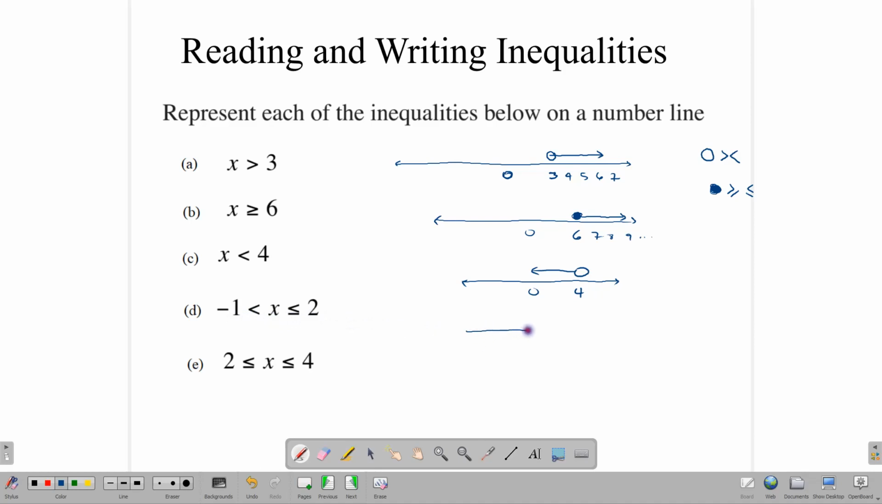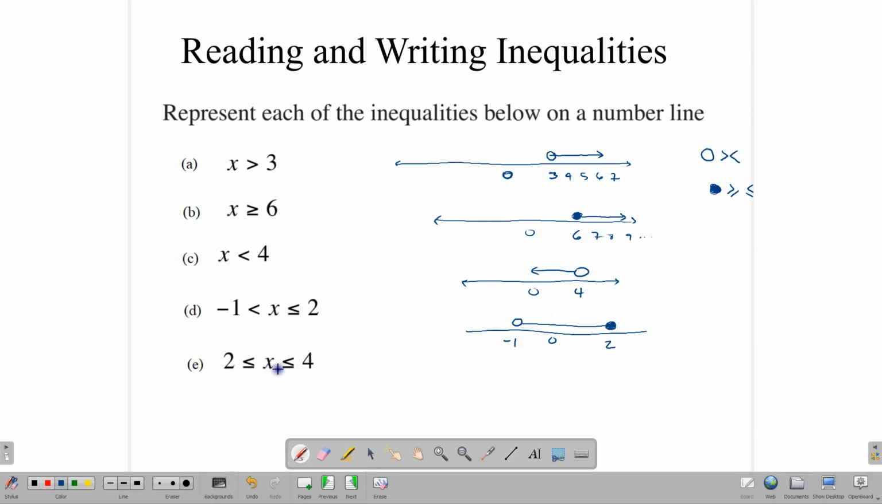So when you draw your number line, we have a -1 over here, we have a 2 over here, and we're going to need 2 dots. On this side, it's greater than -1, so we use an open circle. But on this side, it's less than or equal to 2, so we use a shaded circle. And since it's between, then we simply use a line to connect these two. And this is how we would put this on a number line.